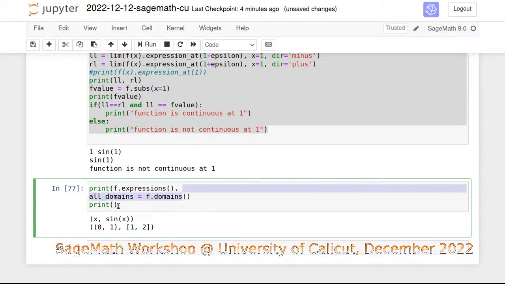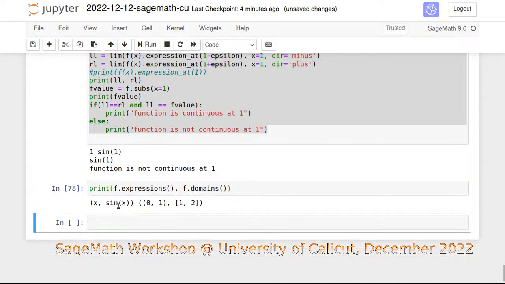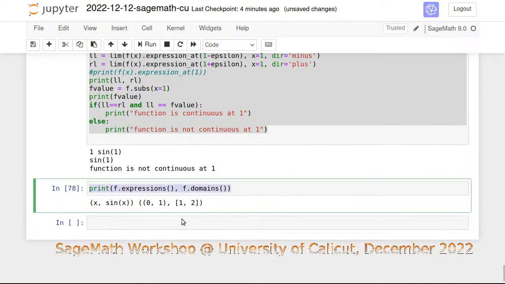Expressions, domains. That's it. So these things are applicable for the piecewise definition. Right.